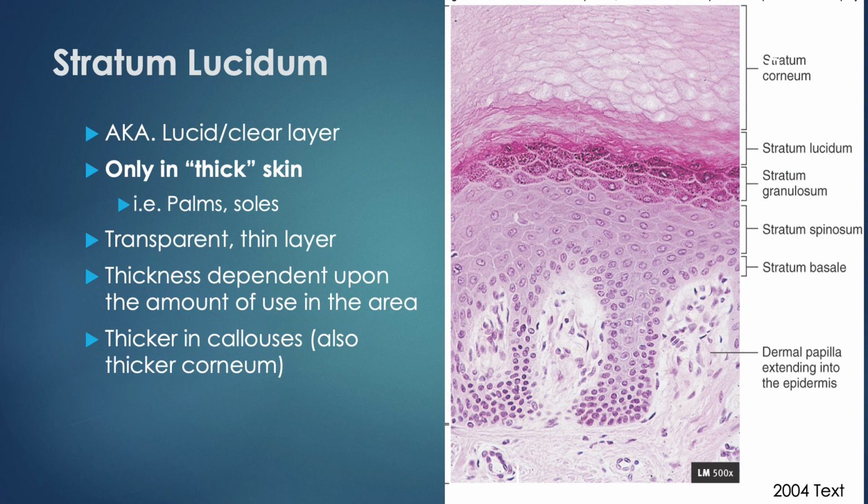So it's kind of a transparent, glassy, thin layer, and the thickness of it is going to be contingent upon the amount of use in the area. So what this means is if you play guitar all the time, for example, and you get calluses on the tips of your fingers, you're going to find thicker stratum lucidum in that location.